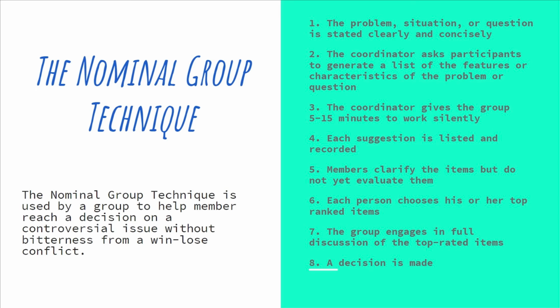Step 7. The group engages in full discussion of top-ranked items. This discussion should be freewheeling and a thorough evaluation. Critical thinking, disagreement, and exhaustive analysis of the items are encouraged. Step 8, finally, a decision is reached. Often the discussion in steps 6 and 7 will produce a consistent decision.